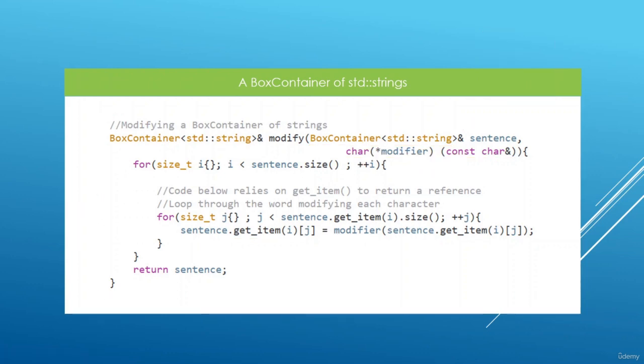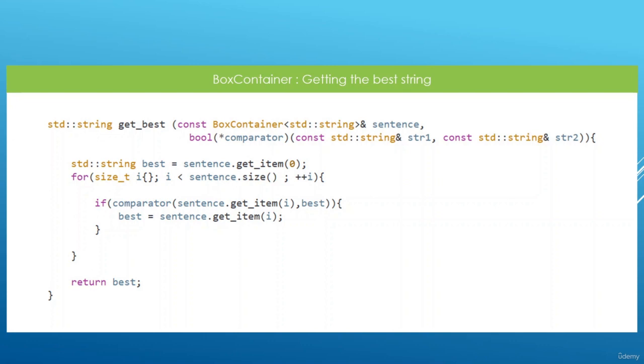We can even take this a little further and set up a function that gets the best thing in a box container of std strings. The way we achieve this, we set up a callback function called comparator here, and it is going to be used to decide which string is better than another string. We can go in the body of this function and set up a string which is going to be our best thing. So we're going to get the first string in our box container of std strings, and we're going to mark that as our best string for the moment.